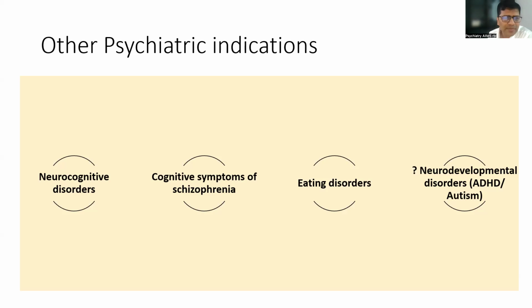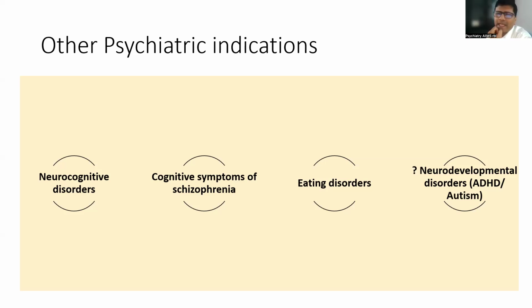Then cognitive symptoms of schizophrenia is another potential target of neuromodulation. There again the same target area, left dorsolateral prefrontal cortex, using the high frequency rTMS. Eating disorder is not a much studied condition, but there are several studies that talk about the evidence of rTMS in eating disorder. There are some important target areas. I will be talking about those target areas when I talk about eating disorder in detail.